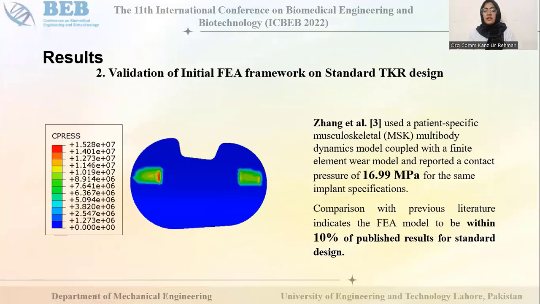Next, this is the result for our static model. This static model depicts the validity of our initial finite element analysis framework for the standard TKR design. What we did was we compared our results under the maximum point load of 1.7 kilonewton to that of a complex multi-body dynamic model that was carried out by Zhang et al. And we found out that there was only a 10% difference between both of these results. So we validated our finite element analysis framework as a valid one, right?